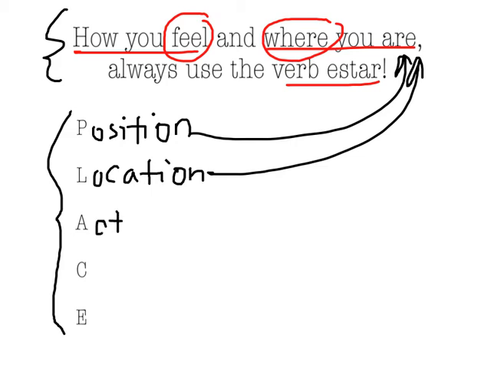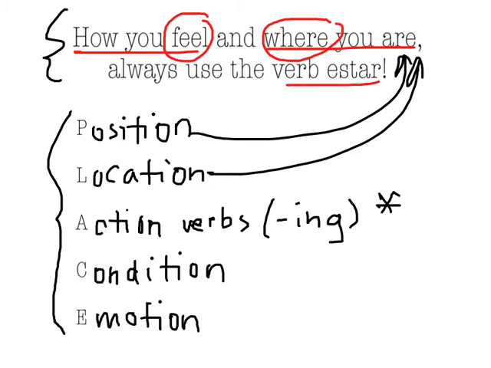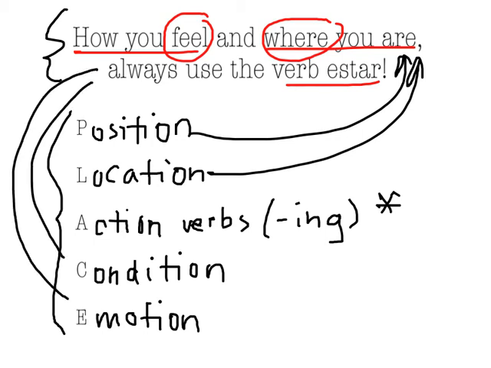The third one is action verbs. You can go ahead and fill that in, but we're going to learn that later. The verb estar, remember, is the verb to be, so it's like I am, you are. And we're going to use this like I am sitting, she is walking. But that comes in chapter 5, so don't worry about it yet. C is condition, like I'm sick, I'm hungry, I'm tired. And E is emotion. I'm happy, I'm sad, I'm excited, and both of those go with how you feel. So like I said, how you feel and where you are, always use the verb estar.